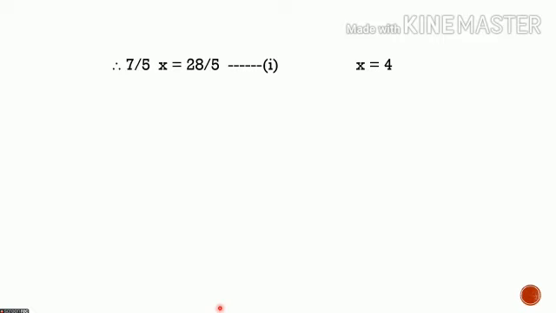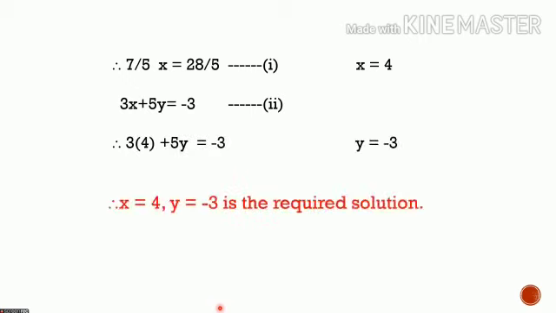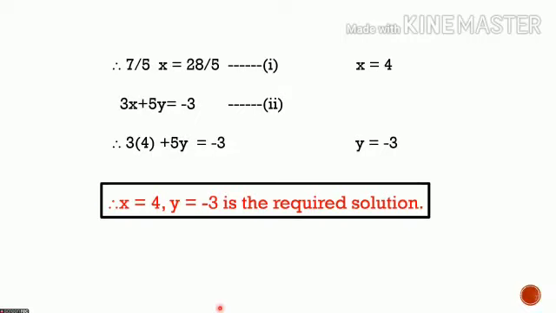So we get value of X directly from the first equation, X equal to 4. Now substituting X equal to 4 in the second equation, we'll get value of y, that is minus 3. So x is equal to 4 and y equal to minus 3 is the required solution.